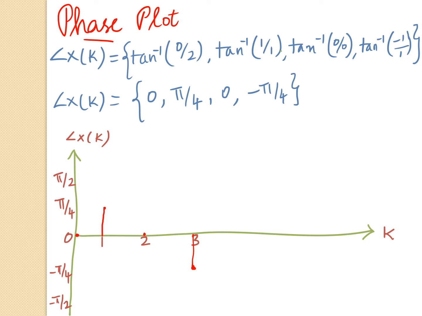So for k equal to 0, we are getting the value as 0, so that is plotted in here. For k equal to 1, the value is plus pi by 4, that is marked here. And for k equal to 2, the value is 0, that is marked at this point. For k equal to 3, the value is minus pi by 4, that is marked in here. So this is called the phase plot of the given X of k.